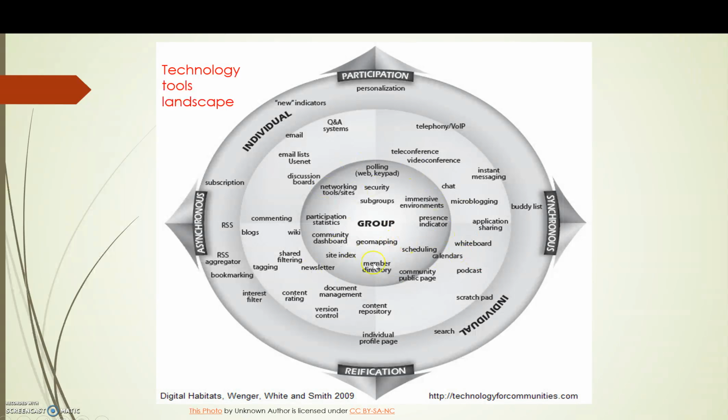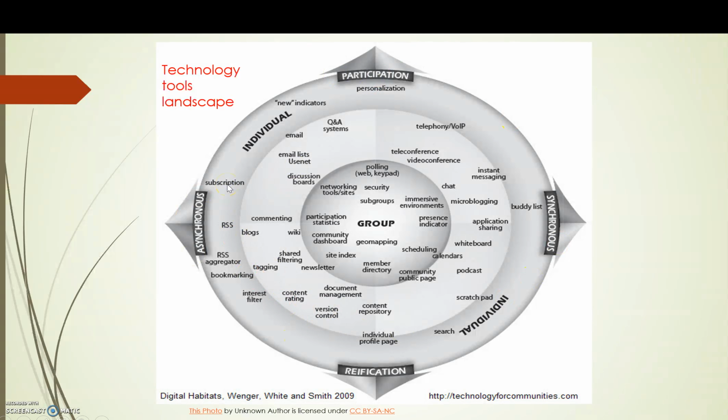Then at the center circle, we have the collective tools, meaning tools that are used by the group, and they also manage the site of the group. Then the outer band generally involves individuals. So the outer band generally therefore has tools that help the interaction between individuals.